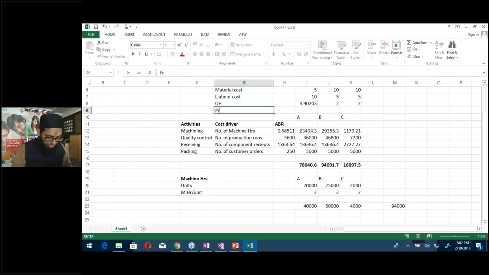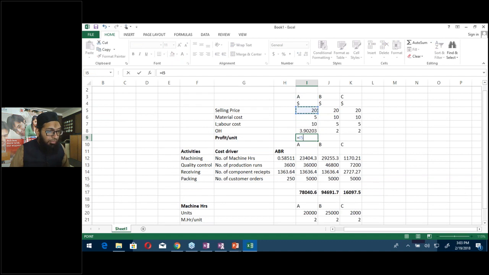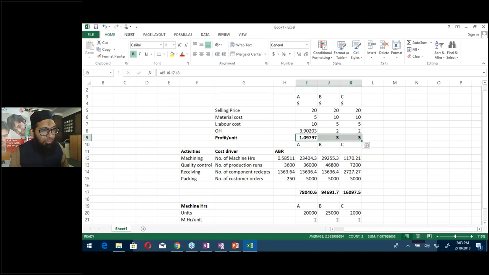Hence, my profit per unit using this method will be equal to selling price minus material minus labor minus overheads. And when I copy and then paste it, I will have the answers of this one. So this is the profit per unit using activity based costing. Have you all understood that?